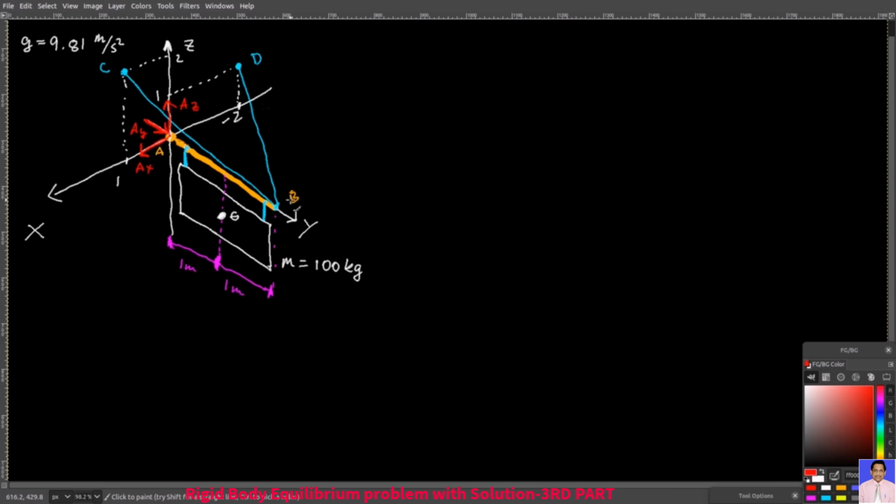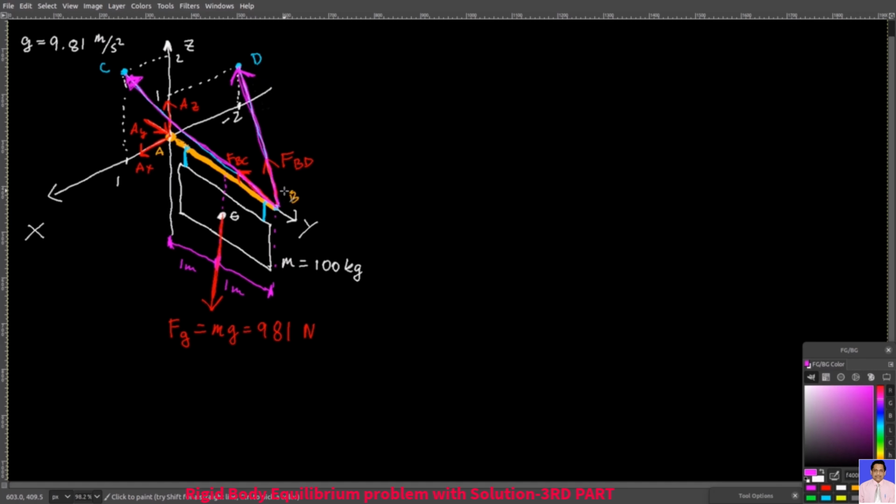Then at point B, you have two forces, FBC and FBD, and they point towards C and D respectively. And of course, the lines of action of these two forces are along the cables. Finally, we have the force of gravity of the sign, which is m times g, or simply 981 newtons. Let's now decompose the forces FBC and FBD. We need a displacement vector from B to C and from B to D.